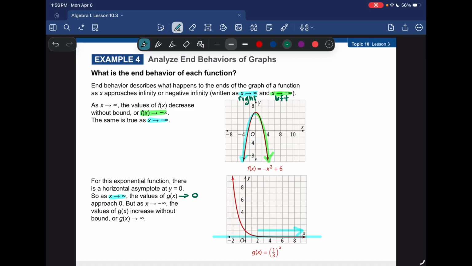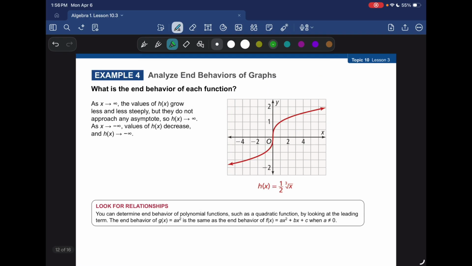But as we move to the left, as x approaches negative infinity, what is happening to the graph? Well, it is increasing forever and ever and ever. So the output approaches positive infinity. Since it is increasing, it is always going to get greater and greater and greater.